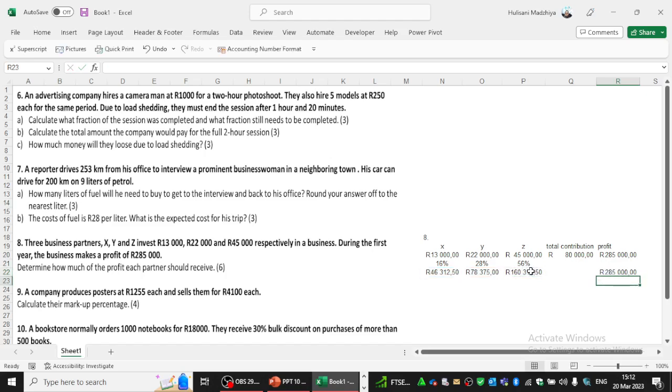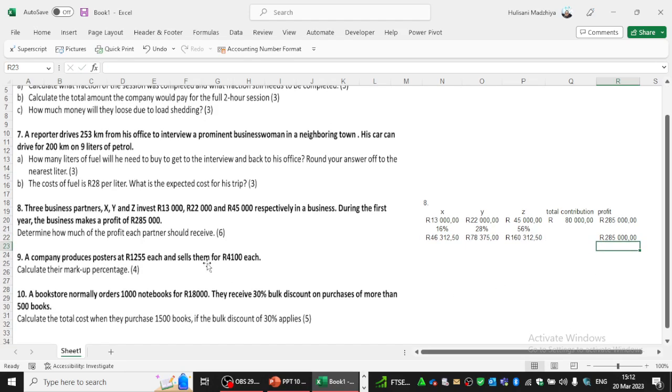So if we add all of them, they have to come back to 285. And then the other question is to say that a company produced posters, 12,000 at 1,255 each, and sells them for 4,100 each. So calculate their markup percentage.